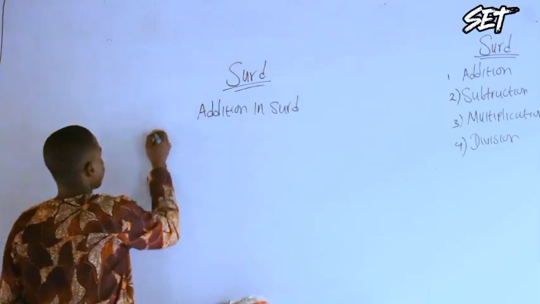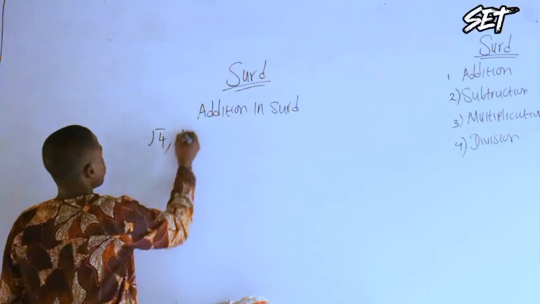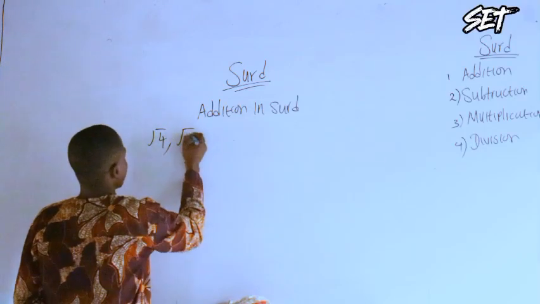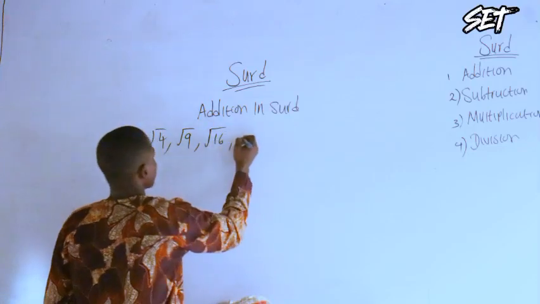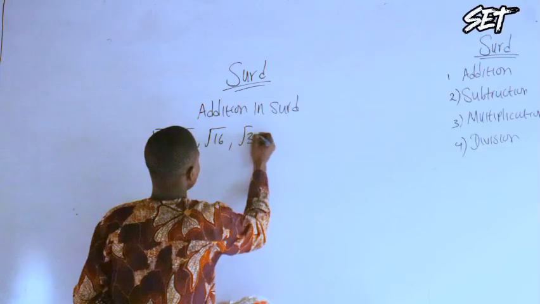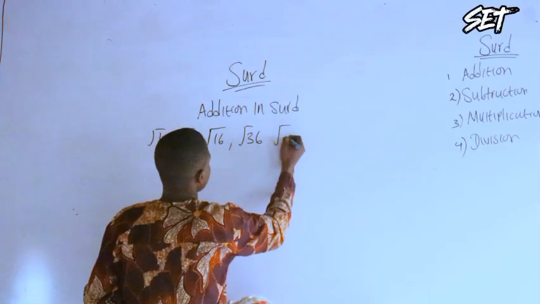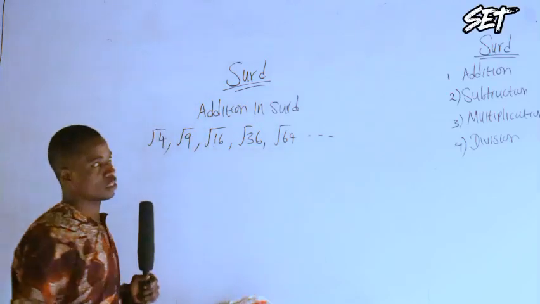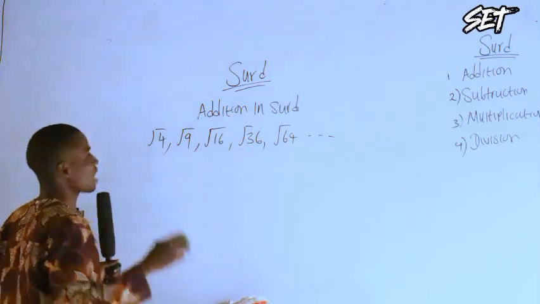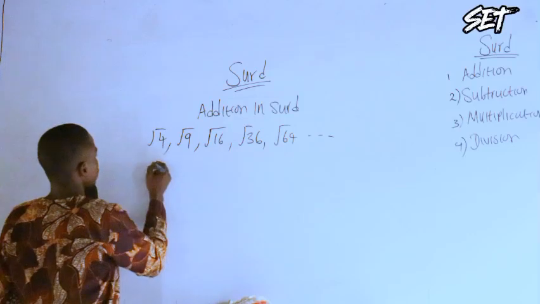And I've already told you about rational numbers. Rational numbers are what? 4, 6, 9, 16, 32, 36, 64, and so on and so forth. These are rational numbers.